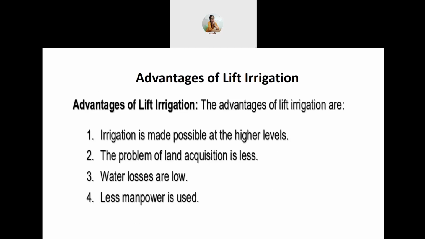Next, advantages of lift irrigation. So there are 4 advantages of lift irrigation. Number 1 is lift irrigation is made possible at the higher levels. Number 2, the problem of land acquisition is less. Number 3, water losses are low. And number 4, less manpower is used.